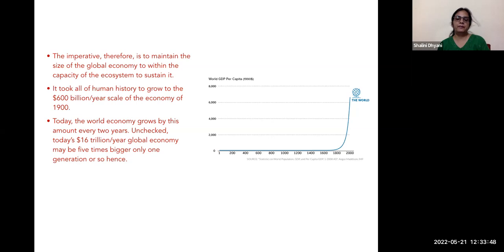If we see the historical development in GDP right from 1900, we find that our human history has grown, and throughout this, it took all human history to go to about $600 billion per year of economy by 2000, and we are still growing. And there is still a lot more people getting added to this planet with more demand. And today, the world economy grows by this amount every year unchecked.